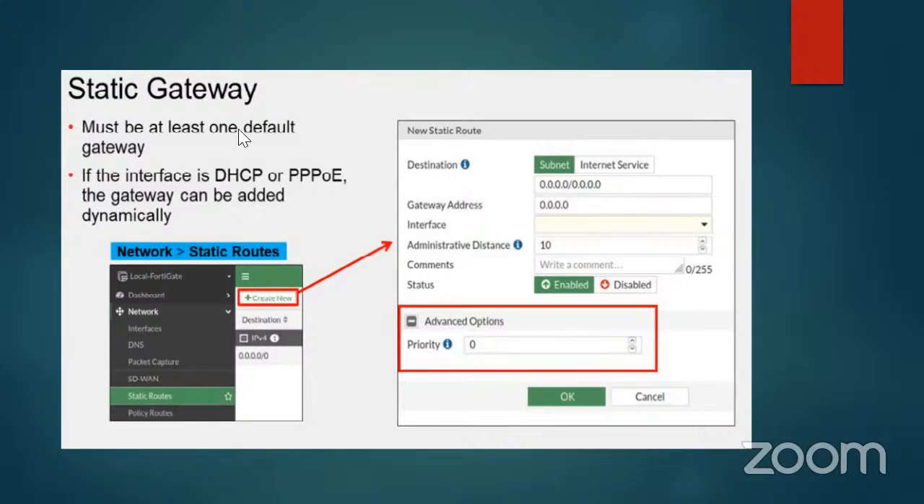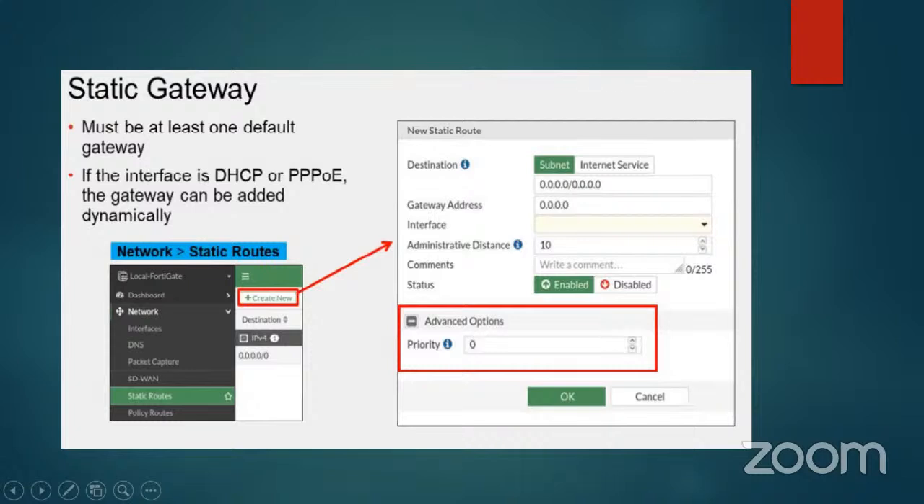There must be at least one default route, right? Obviously, else how will I connect to the internet? So there will be one default route. The gateway address will not be 0.0.0.0; rather, you will have to put your proper gateway address. If you don't know your next hop IP, then it can be zero, but for that, it needs to be DHCP or PPPoE. Then it will take it automatically. Else you will have to define your gateway address. Okay. What is priority? We'll talk about that also later.